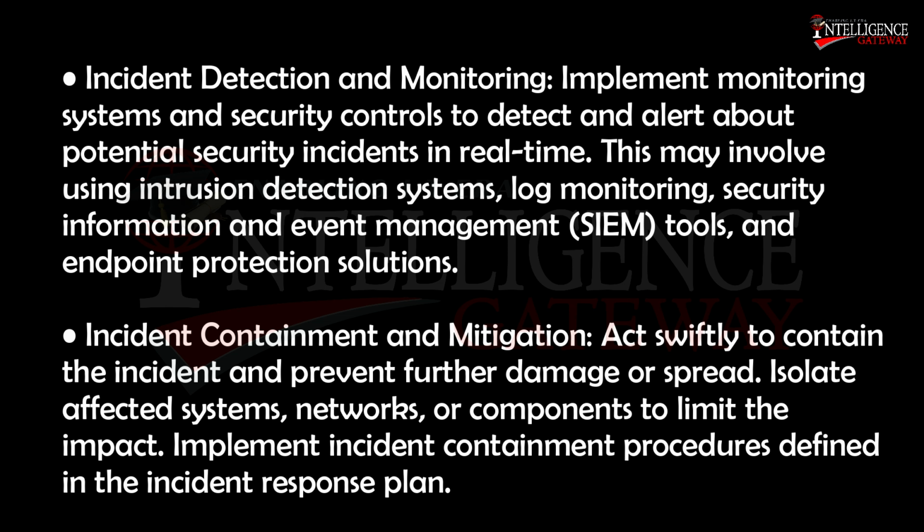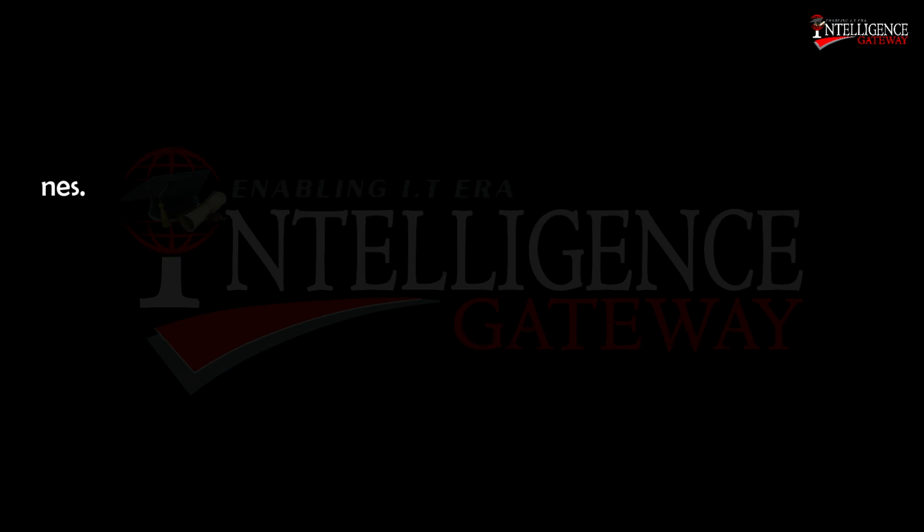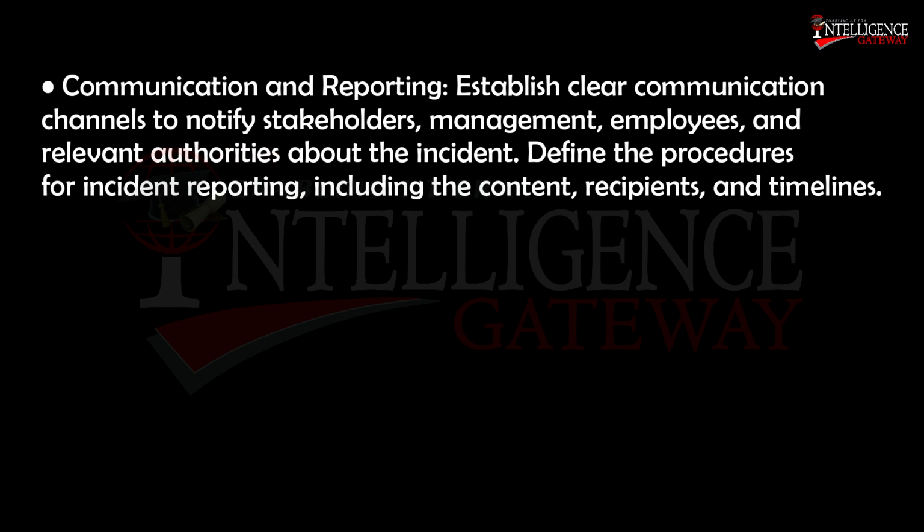Incident containment and mitigation. Act swiftly to contain the incident and prevent further damage or spread. Isolate affected systems, networks, or components to limit the impact. Implement incident containment procedures defined in the incident response plan. Communication and reporting. Establish clear communication channels to notify stakeholders, management, employees, and relevant authorities about the incident. Define the procedures for incident reporting, including the content, recipients, and timelines.